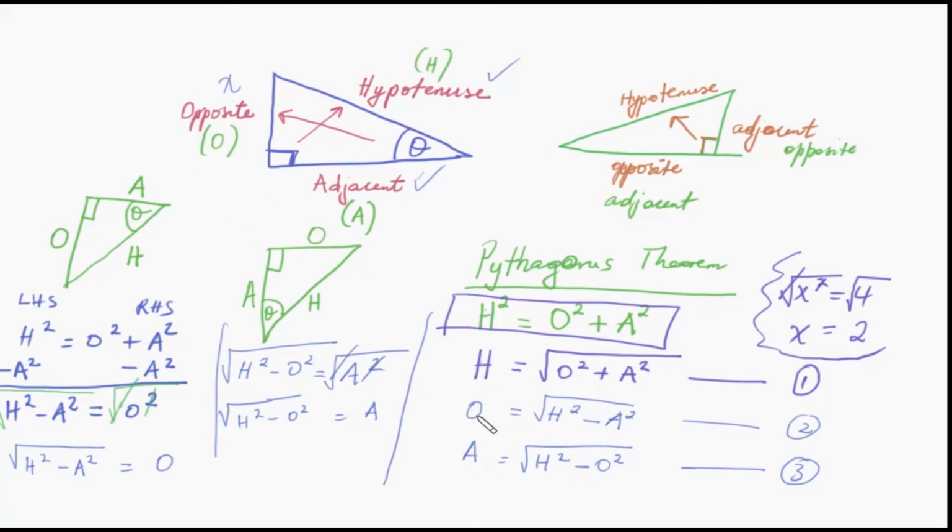You would say opposite equals the square root of hypotenuse squared minus adjacent squared. Then you say equals the square root of hypotenuse, which will be given, you put that value and square it, minus the adjacent, which will be given as a value, you put the value and square it and work it out, and you will find the opposite.